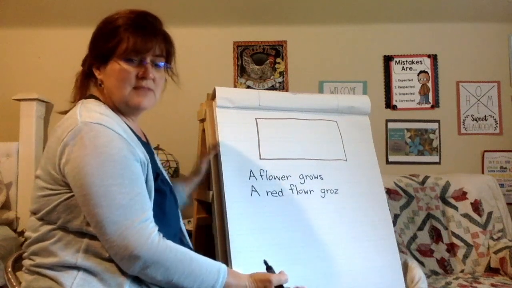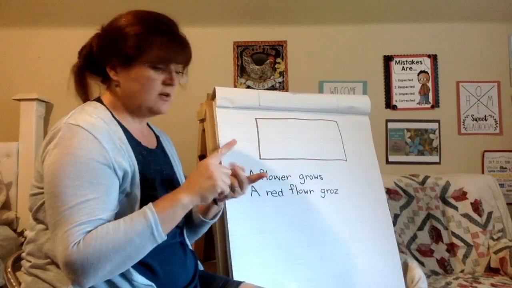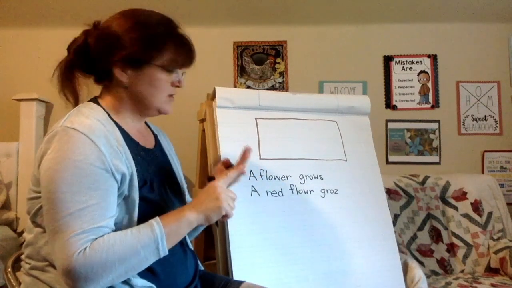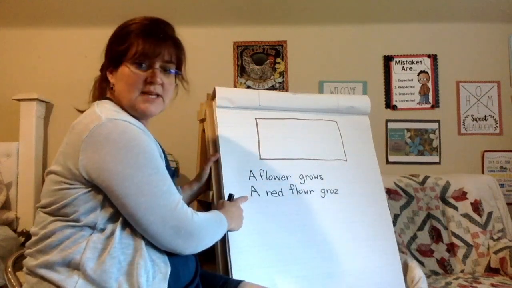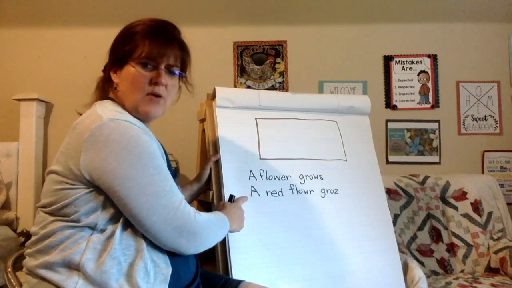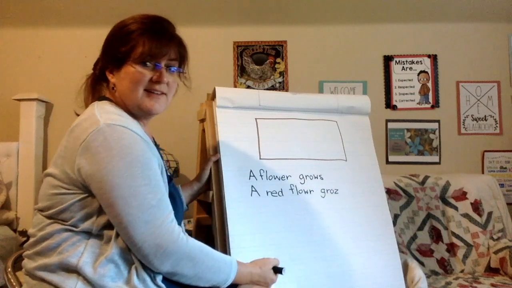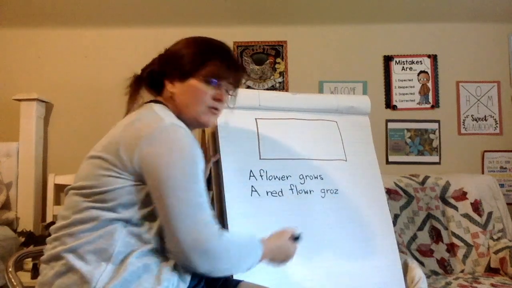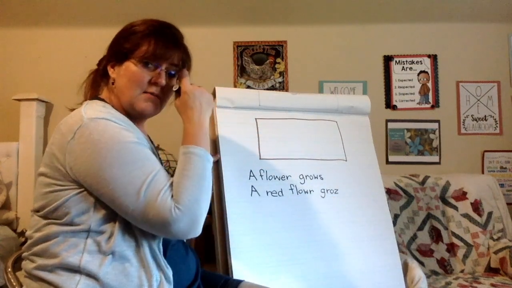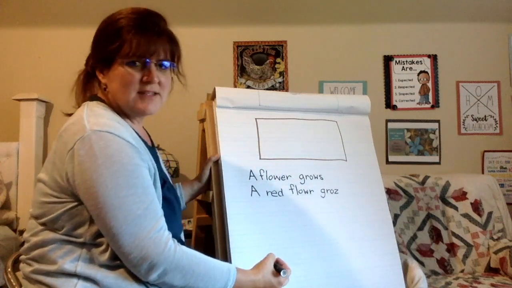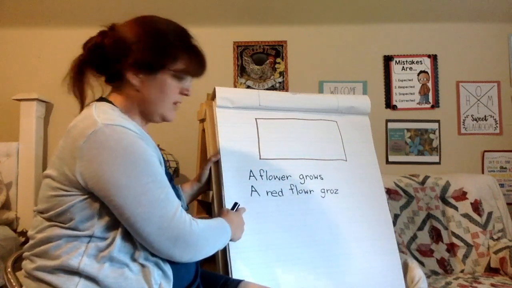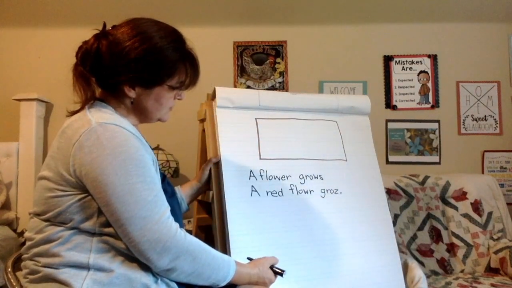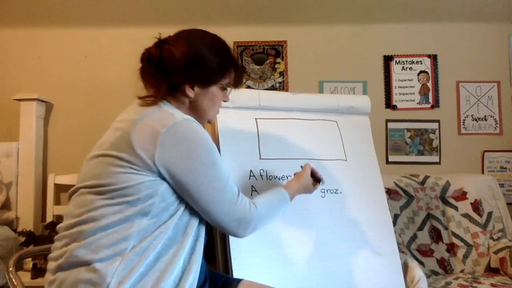All right. What are the things I need? I need an uppercase letter. I need punctuation. I need a complete idea. And I need finger spaces. Do I have an uppercase letter? Yes, I do. How about punctuation? Oh, now this is a good way to look at it. A red flower grows. I don't think I would yell that, because yelling is for exclamation point. I wouldn't ask a question with it. I already know a red flower grows. So I'm telling with a period. A red flower grows. All right, now I'm going to do my illustration.